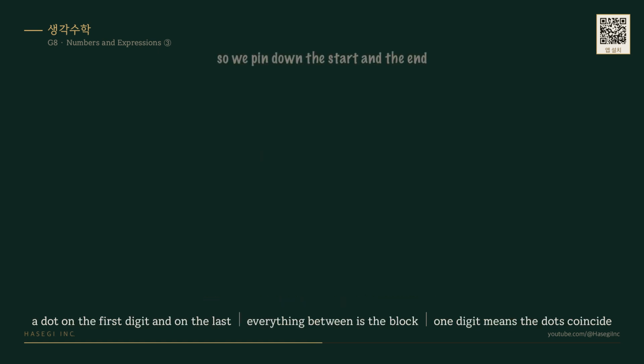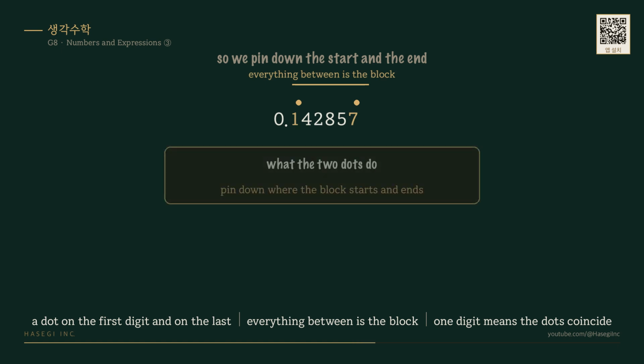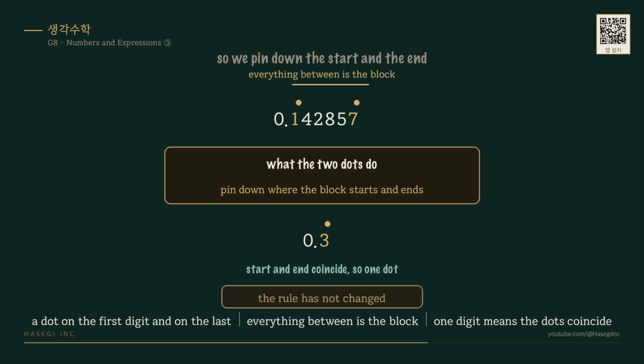So we pin down both ends. A dot goes over the first digit of the repeating block and another over the last, and everything between them is the block. If the block is a single digit, its first and last are the same digit, so only one dot appears. The rule has not changed. The 2 dots have merely landed on top of each other.